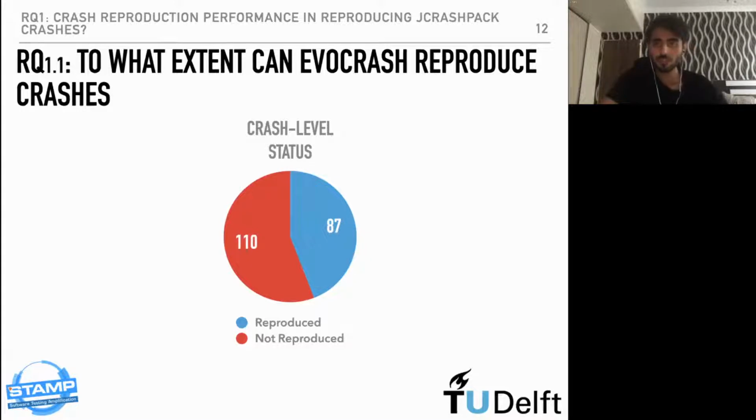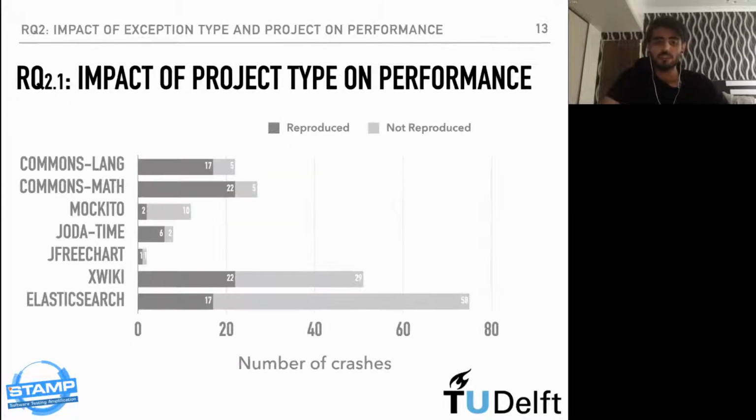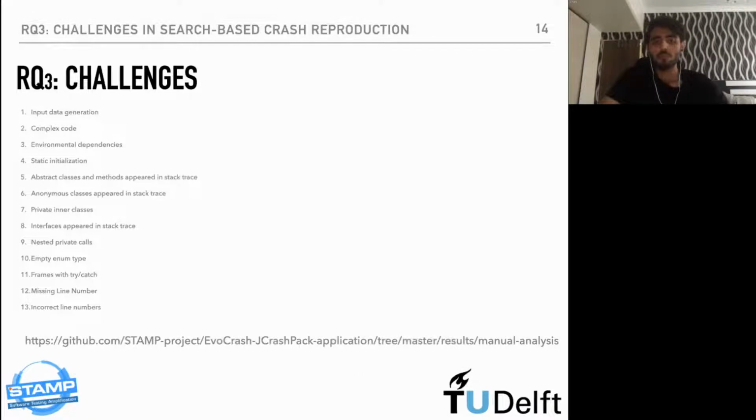I cannot show all of the results here, but I'm just going to show some highlights. The first thing that we saw is that most of the crashes cannot be reproduced with EvoCrash at all. Only 87 out of 200 crashes can be reproduced by this tool. Also, when we look at the crashes in different projects, we can see that lots of crashes cannot be reproduced in the more complex projects like XWiki and Elasticsearch. So we wanted to see what kind of challenges we have with those non-reproduced crashes.